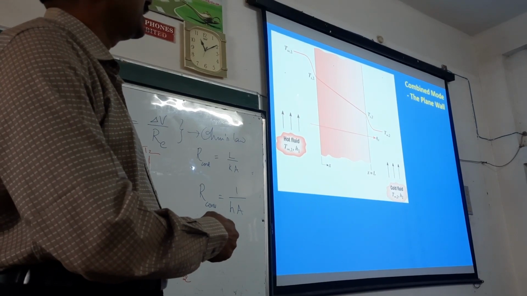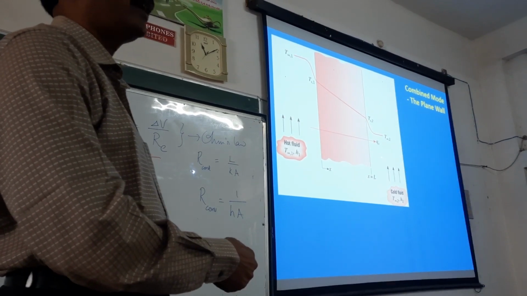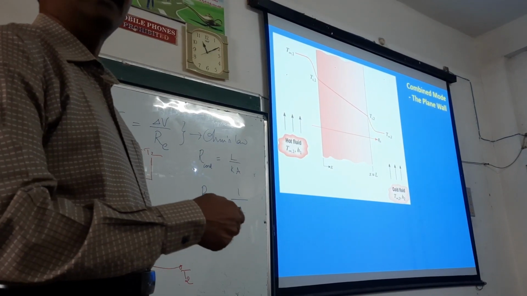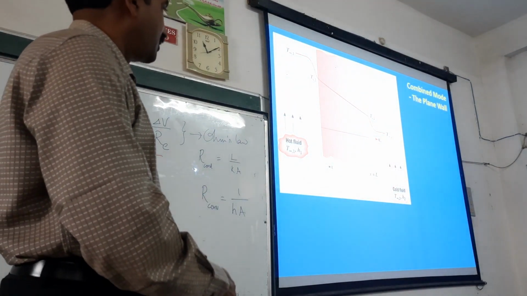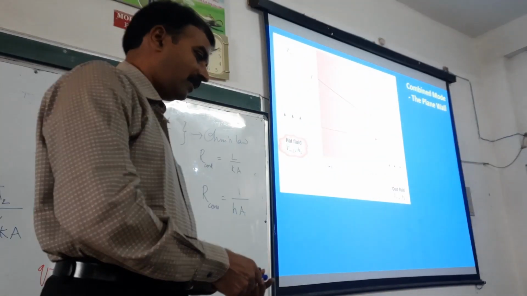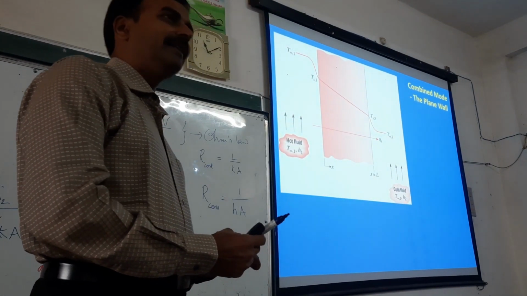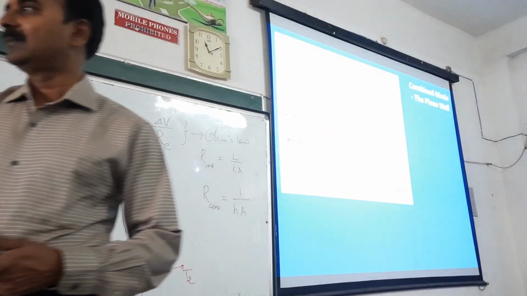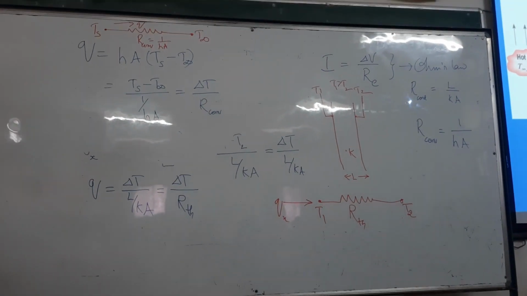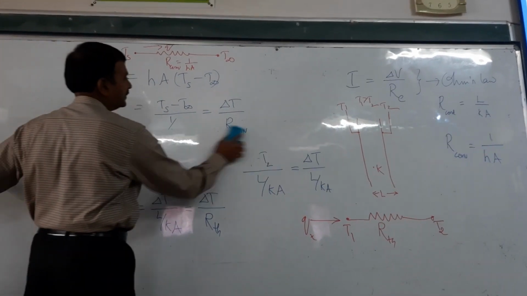So how many resistances does this heat transfer have to overcome or come across? There are 3 resistances. So now, how do we put all these 3 resistances in a single thermal network is another important thing that you should understand. So let me do it for you.